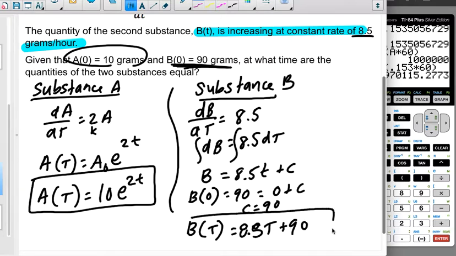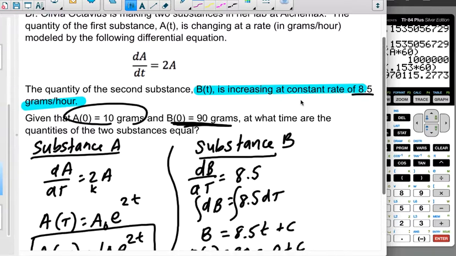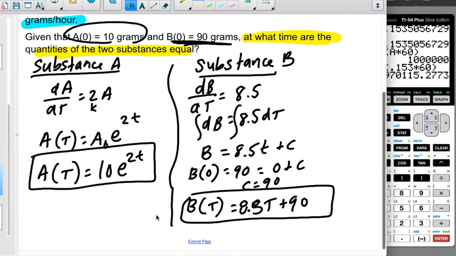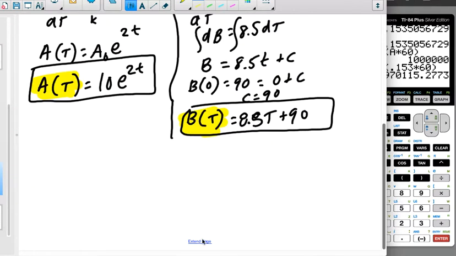So now I have 2 equations. All of that was without a calculator. Now let's get to the part where the calculator is required, because I did say a calculator was required. You're asked, at what time are the quantities of the 2 substances equal? So what you're being asked is, when is A of t equal to B of t? Well, that's a problem for your calculator, right?